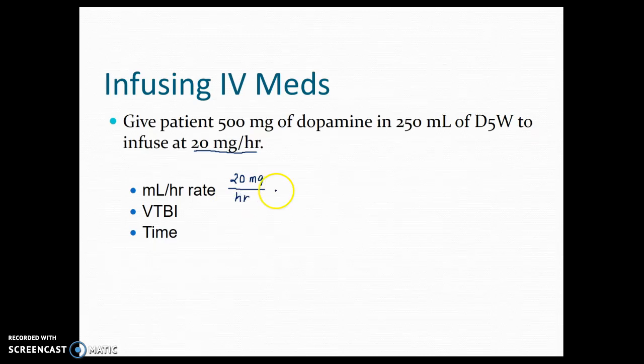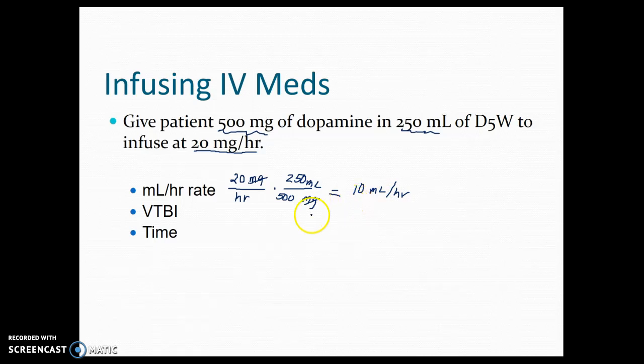And I'll convert. In order to convert this, I'm going to need to cancel milligrams. And up here in the problem, I saw that there were 500 milligrams dissolved in 250 mLs. So 500 milligrams is equivalent to 250 mLs of IV fluid. This allows me to cancel the milligrams. At this point, I'll go to my calculator. I'll multiply 20 times 250 and divide by 500, and I come up with an answer of 10 milliliters per hour.